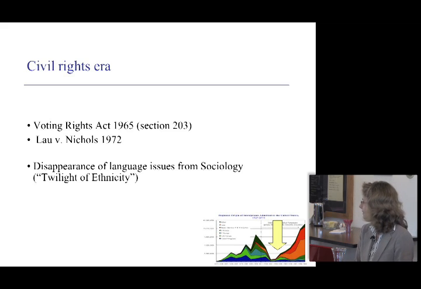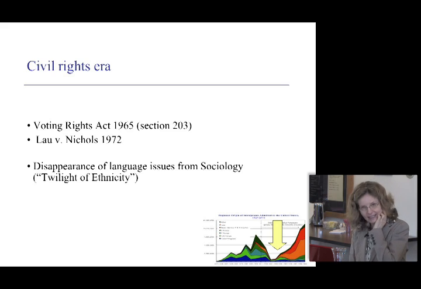And of course, the Lau versus Nichols case was the start of a push to introduce non-English languages to non-English language students in schools. But basically, it was a time of disappearance of language issues from public view and, as it turns out, from many of the social sciences. I happen to know this personally because I come from a non-English language country, and when I walked in the late 70s and told my advisor that I was going to do a dissertation on languages in the United States, he looked at me and he said, with all seriousness, "But everyone speaks English."